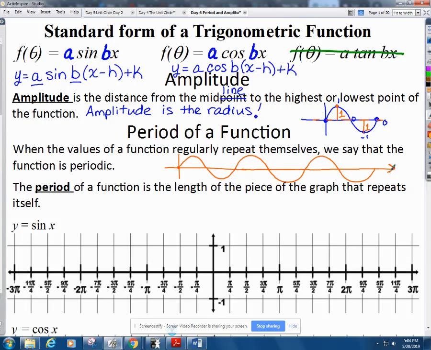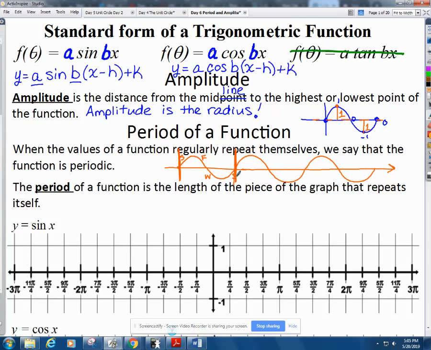So the period of the function is the length of the piece of the graph that repeats itself. If we looked at the seasons, this would be summer, fall, winter, spring, and then it would repeat. So this is the part of the function that would show one period, 1 year. For a year, it would be 12 months.